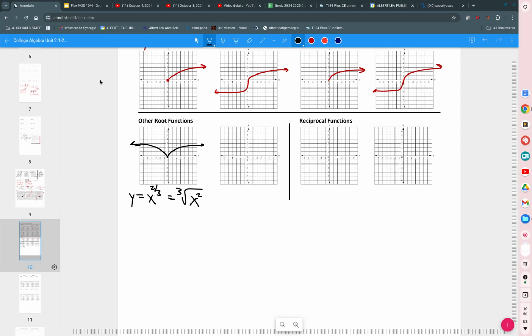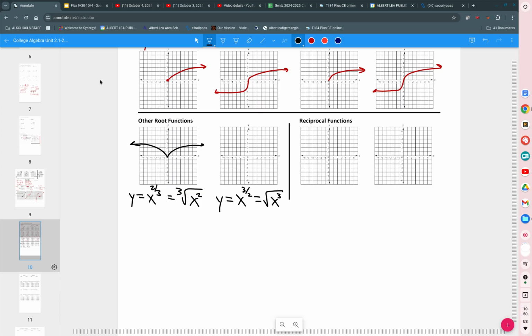What if we flip them around? Y is equal to x to the 3/2, otherwise known as the square root of x cubed. And watch what happens here. If we plug in a negative value, what is a negative cubed? A negative. Can you take the square root of a negative? No, so you can't have any negatives.